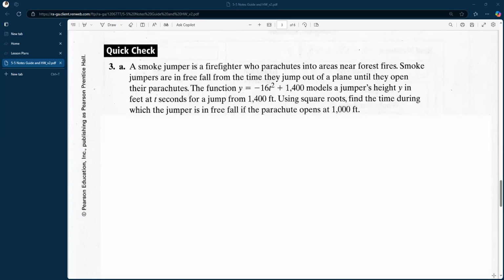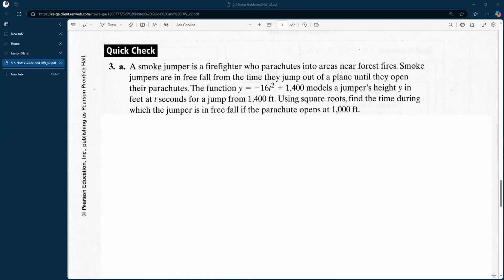The question says, a smoke jumper is a firefighter who parachutes into areas near forest fires. Smoke jumpers are in free fall from the time they jump out of a plane until they open their parachutes. The function y equals negative 16 t squared plus 1400 models a jumper's height y in feet at t seconds for a jump from 1,400 feet. Using square roots, find the time during which the jumper is in free fall if the parachute opens at 1,000 feet.